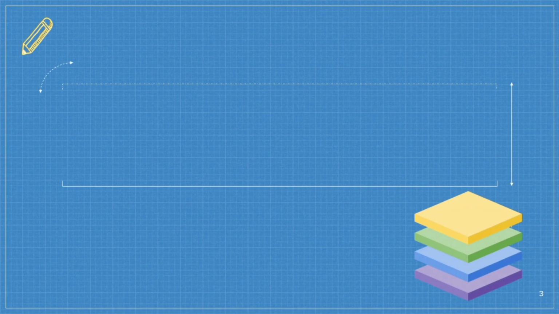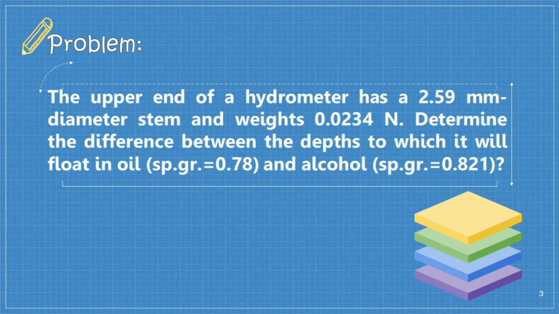Let's have some problems. The upper end of a hydrometer has a 2.59 mm diameter stem and weighs 0.0234 Newton. Determine the difference between the depths to which it will float in oil that has a specific gravity of 0.78 and alcohol that has a 0.821 specific gravity.